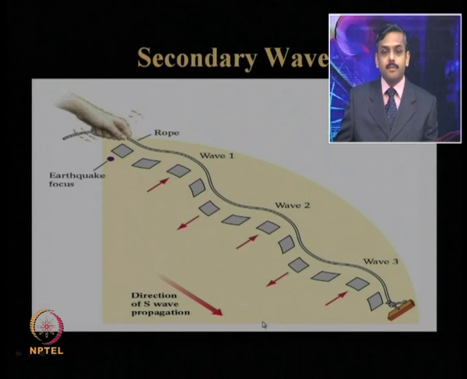Whereas, for the secondary wave, if this is the point of earthquake focus and this is the direction of S wave propagation, it is similar to the behavior of a rope when you vibrate or shake it; the way the rope wave propagates, the S wave also propagates in the same fashion. So, the direction of movement of the S wave is in this direction, but the particles move perpendicular to that. Some particles go in this direction, some come in this direction, in a zigzag fashion, perpendicular to the movement direction of the S wave.